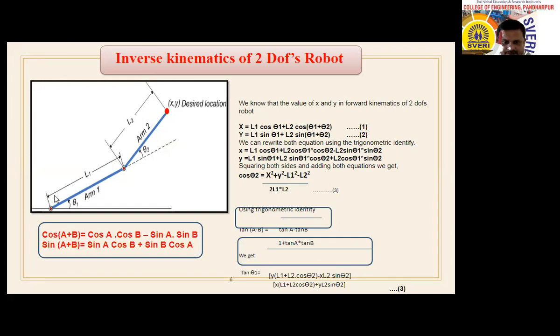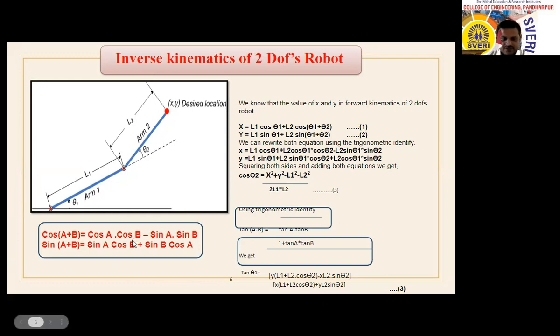Now see, inverse kinematics means from position to angles. That is, we can determine the angles. Position is given to us, we have to find out the angles. Therefore, see that x, y is the desired position, L1 is the length of arm 1, L2 is the length of arm 2, theta 1 is the angle made by arm 1, theta 2 is the angle made by arm 2.